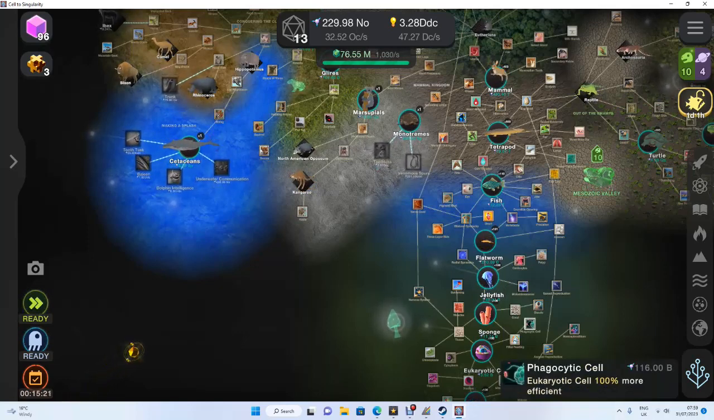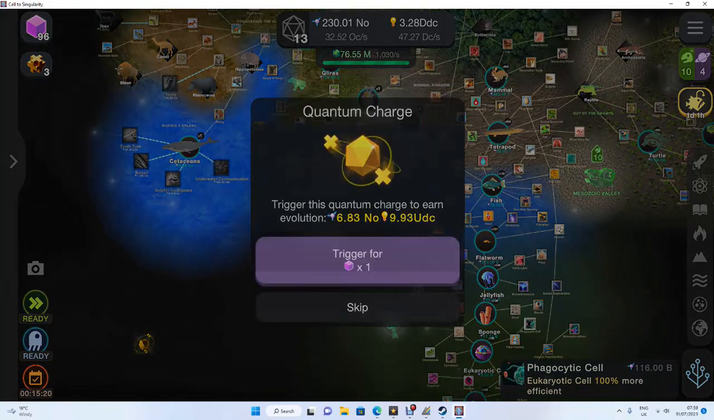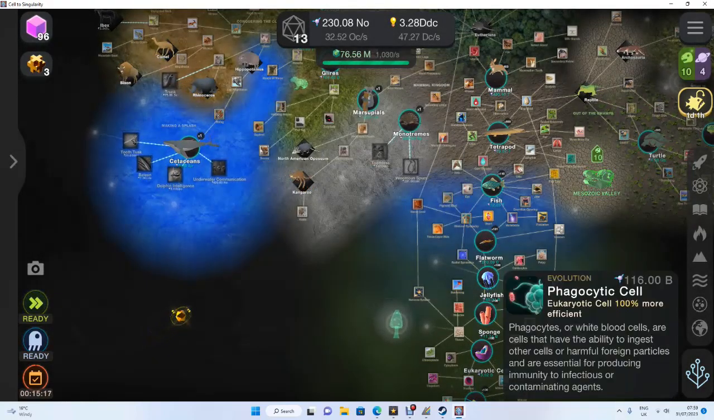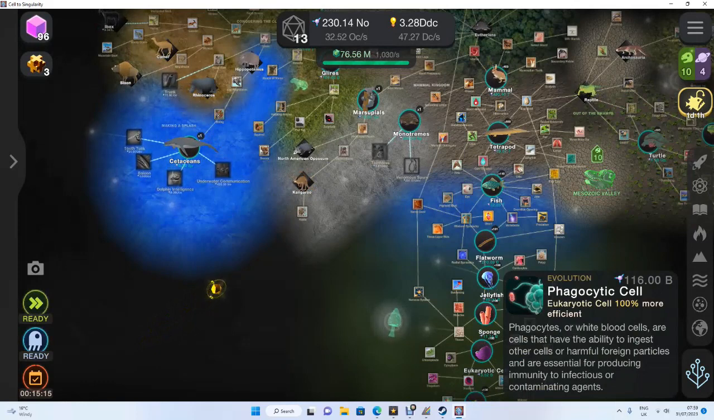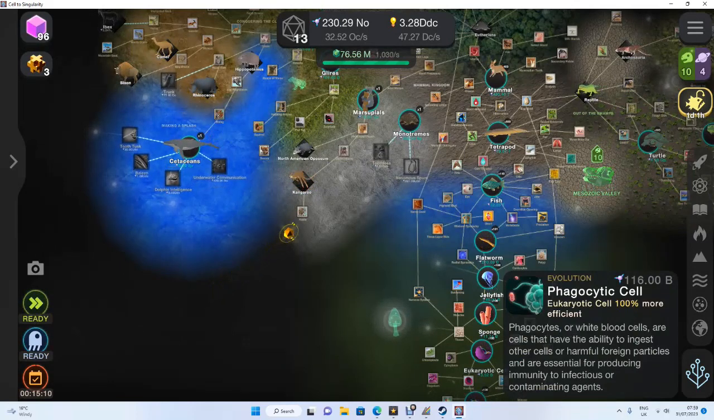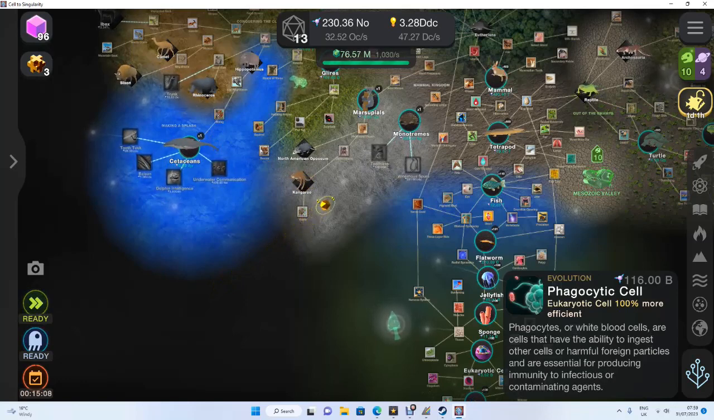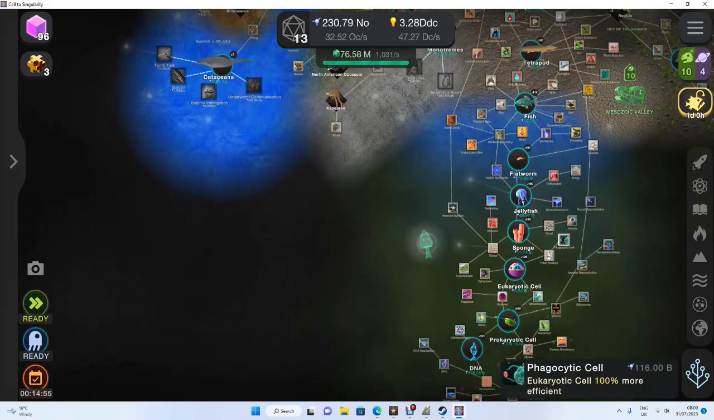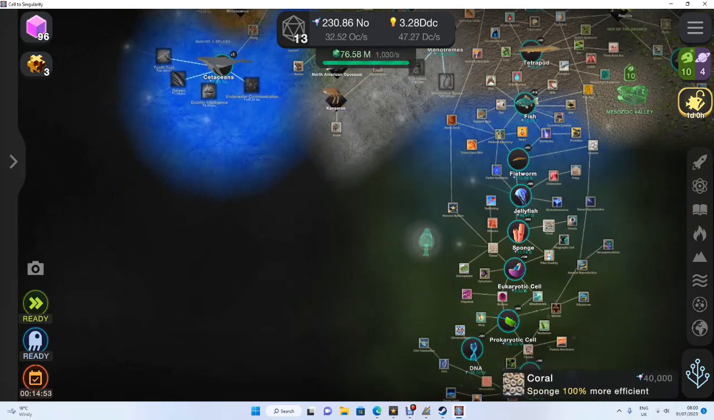Phagocytic cell. Phagocytes, or white blood cells, are cells that have the ability to ingest other cells. So, like, eat them, the harmful foreign particles, and are essential for reducing immunity to infectious or contaminating agents. Nice. I really don't know what to say.